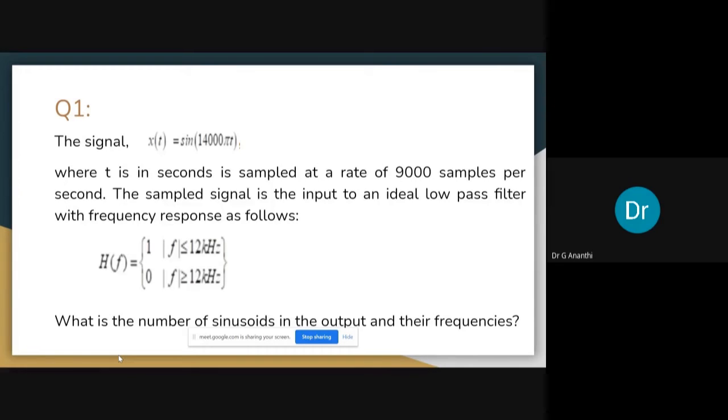A frequency response of the filter is given here. Ideal low-pass filter response is given. It allows only 12 kilohertz. And the question here is: what is the number of sinusoids in the output and their corresponding frequencies?